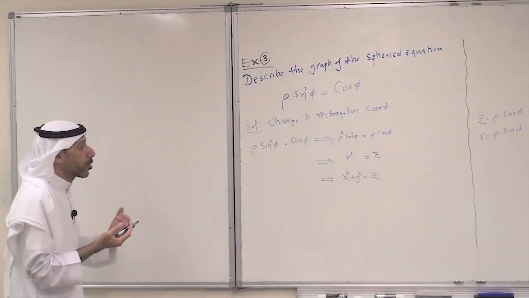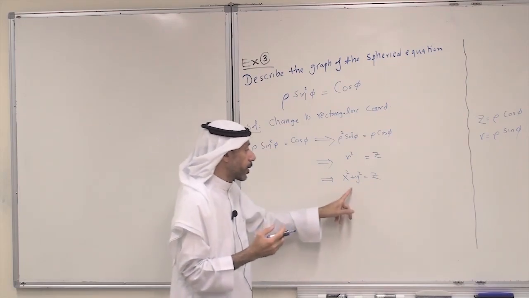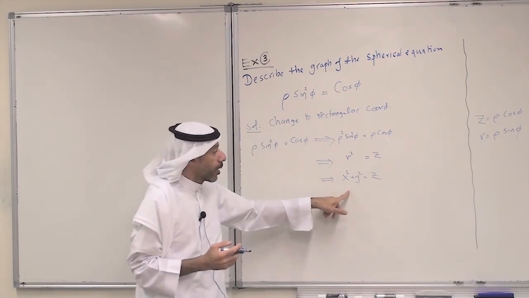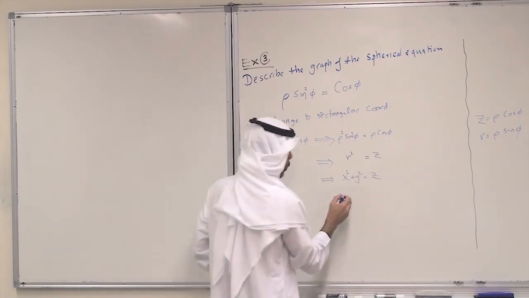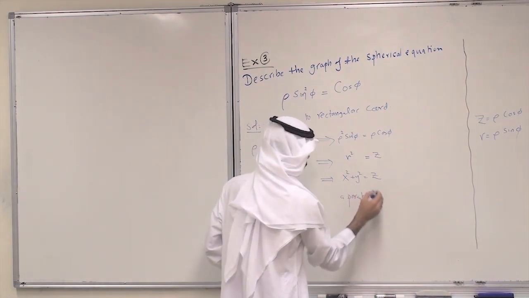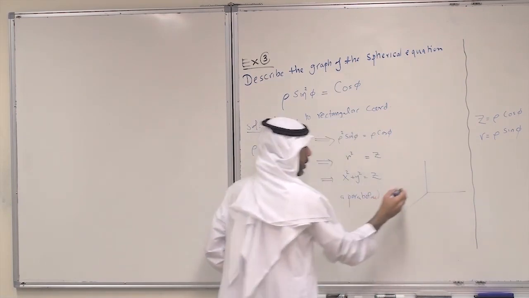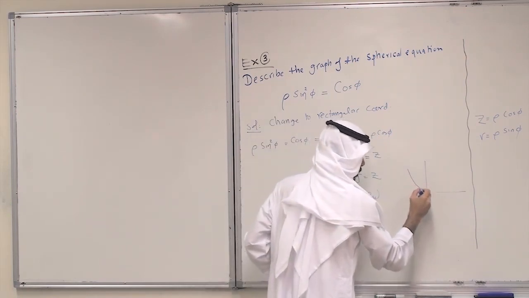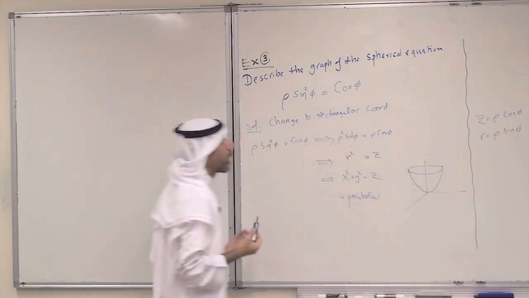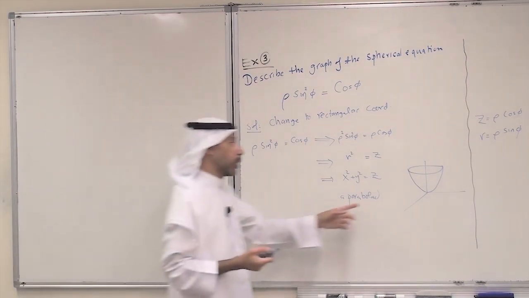So the equation in rectangular coordinates corresponding to the given spherical equation is x squared plus y squared equals z. Now the graph is a paraboloid with vertex at the origin and axis the positive x-axis. So the graph of the given spherical equation is just a paraboloid.